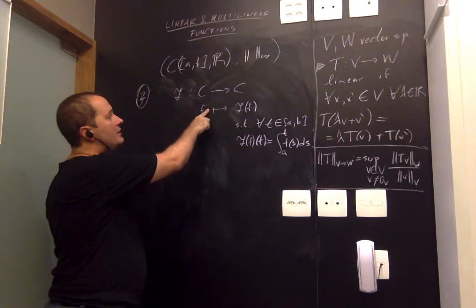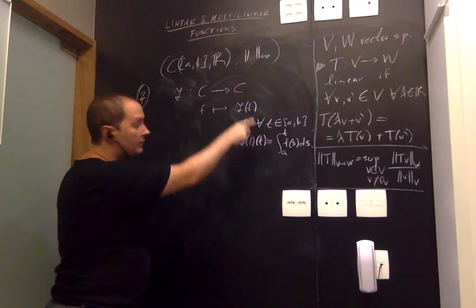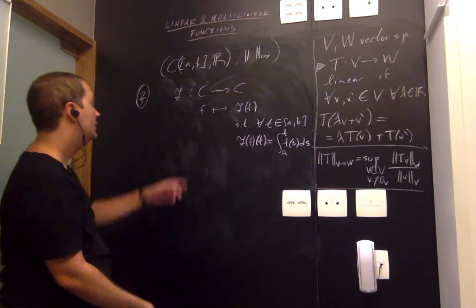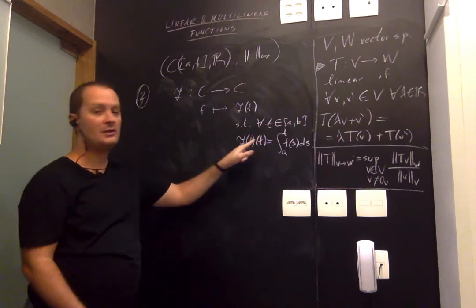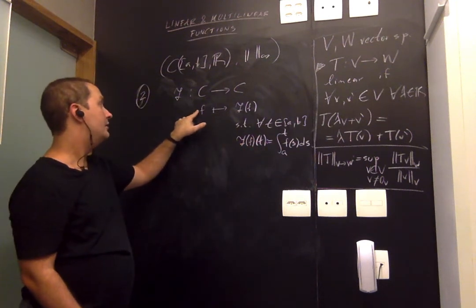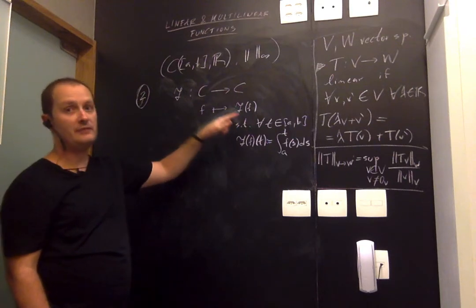What happens if I add two functions here? I get the integral of the sum, which is the sum of the integrals. If I multiply f by a scalar lambda, the scalar comes outside, so I of lambda f has to be equal to lambda times I of f.